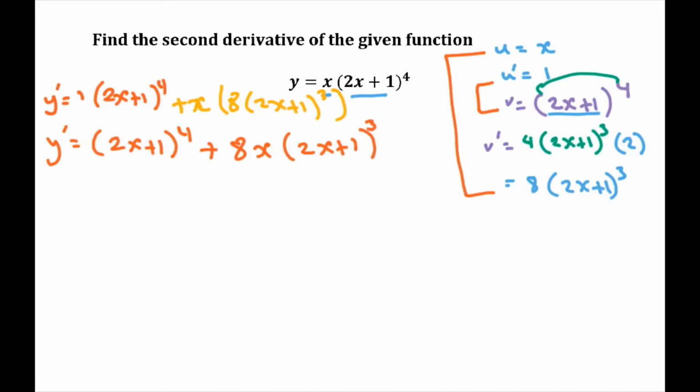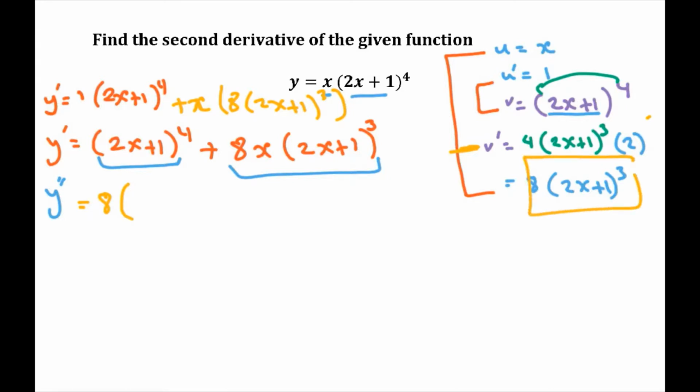Okay, so now in order to take the second derivative, which is y double prime, you need to find the derivative of this part and this part. So for this part we already know it, it's already here, right? So it's going to be 8. I'm going to take it from here, okay guys? (2x plus 1) to the power of 3.